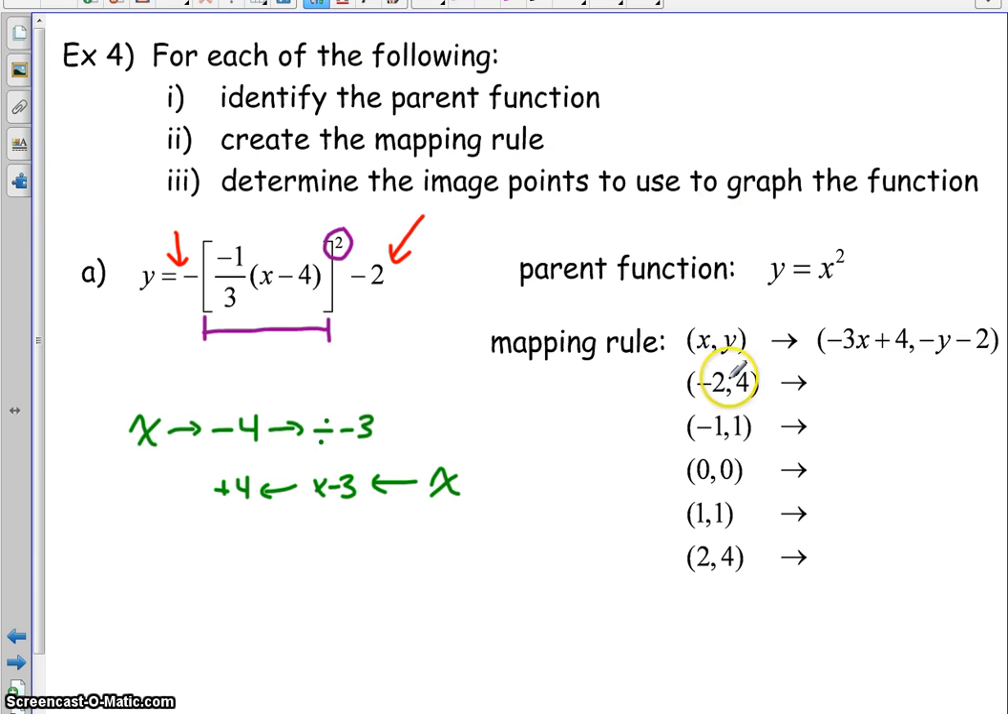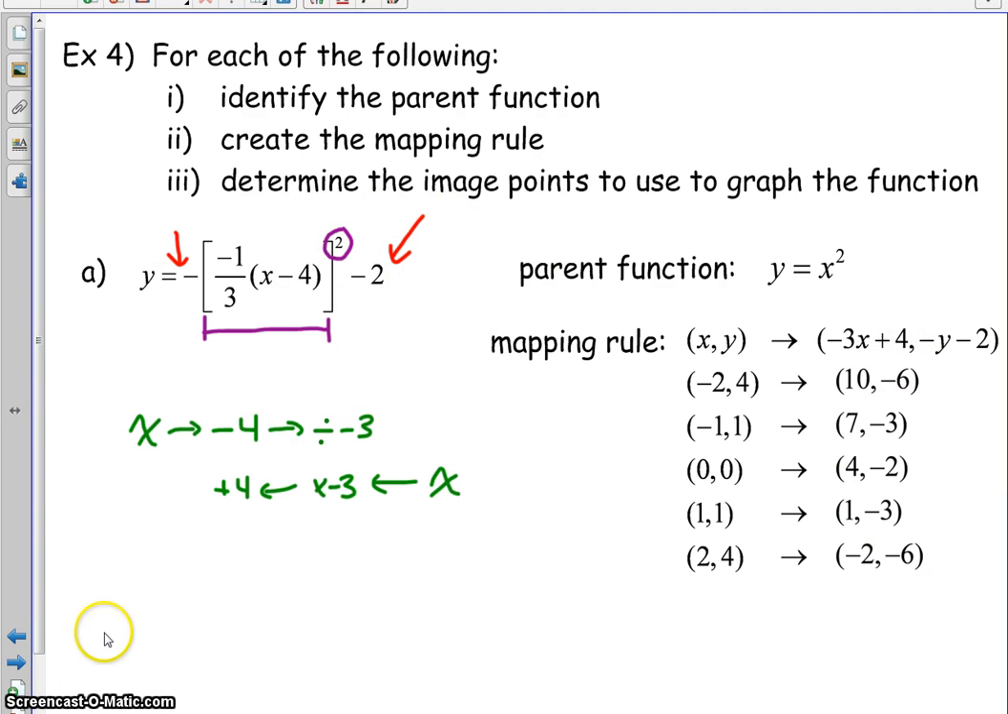Again, negative 3 times negative 2 is 6, plus 4 is 10, and then negative 4 minus 2 is negative 6. We wind up with 10, negative 6. And you're going to repeat this process for all of the 5 key points you chose off the original function. When all is said and done, hopefully what you have are points that, when you graph them, should be on this new parabola.